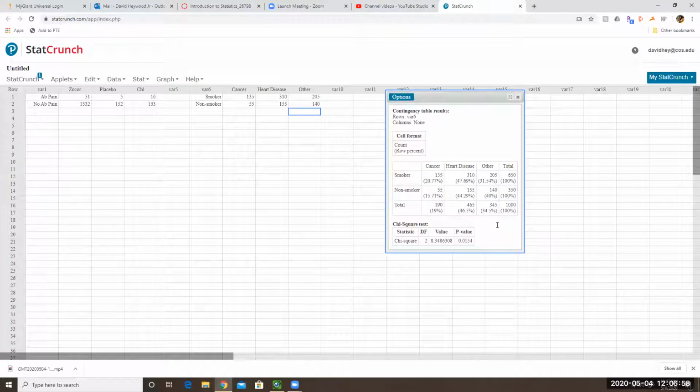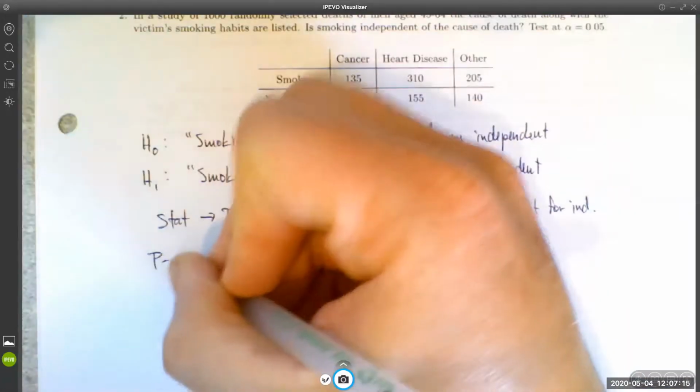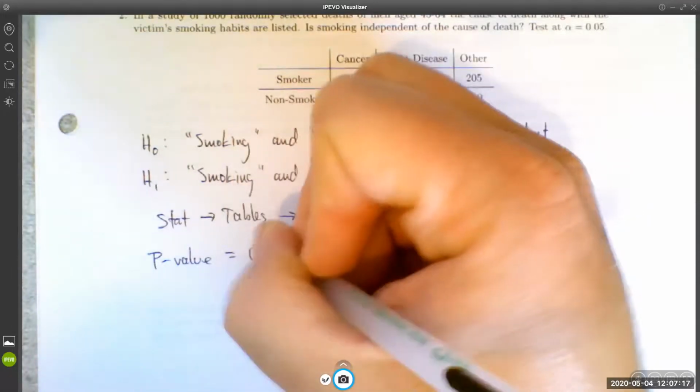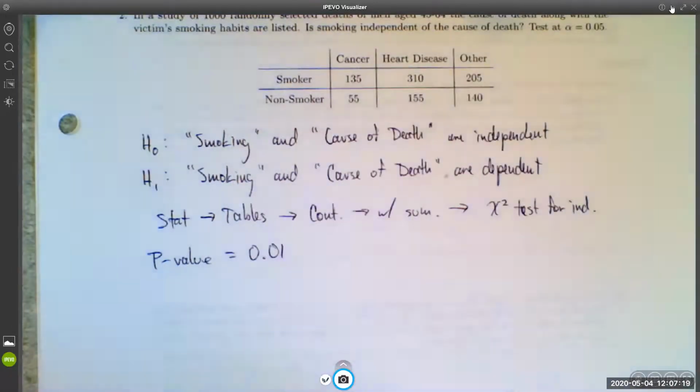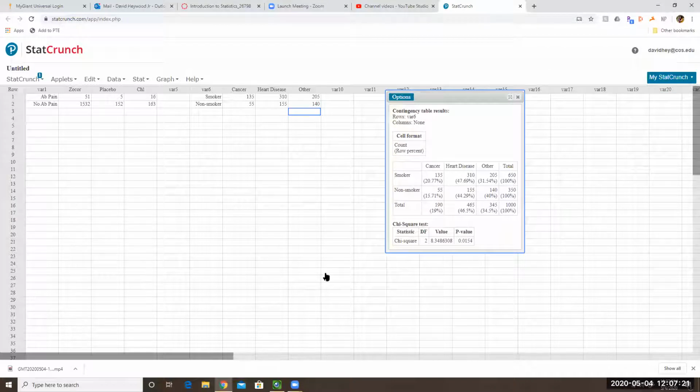But anyway, the p-value is so small. The cause of death is not independent of smoking habits, right? They're dependent variables. So since our p-value was, what was it? 0.0154. Yep.